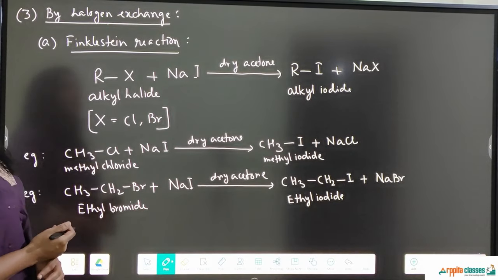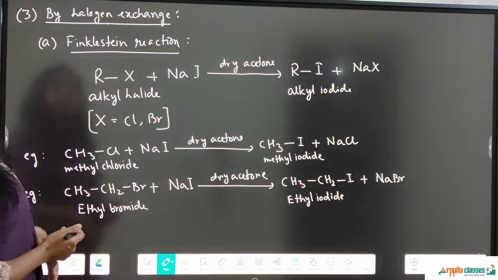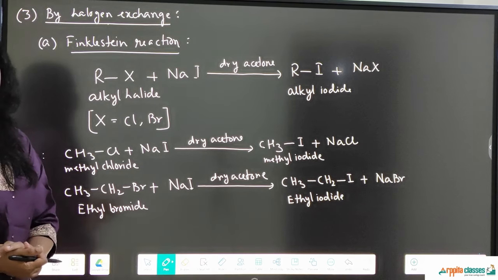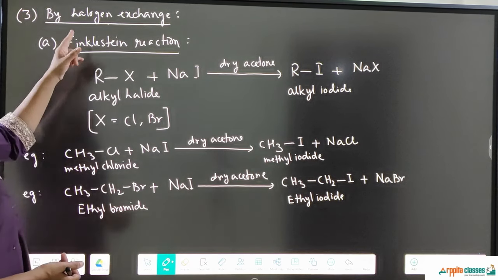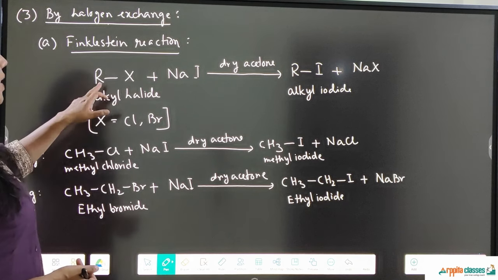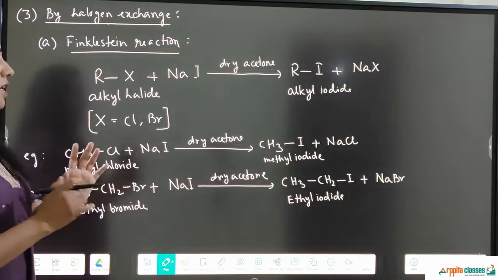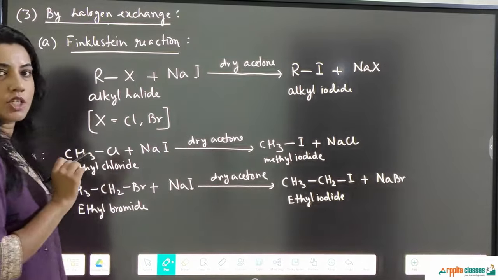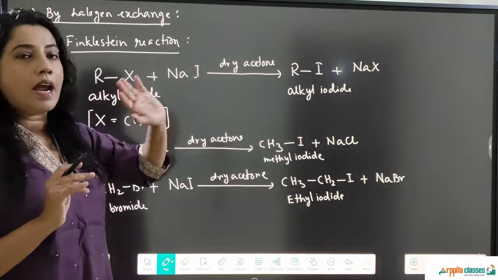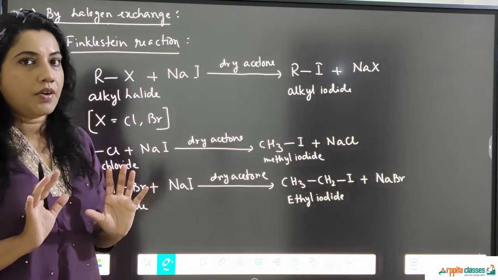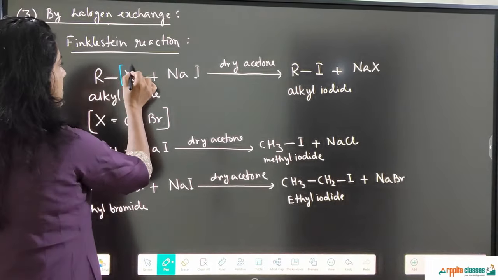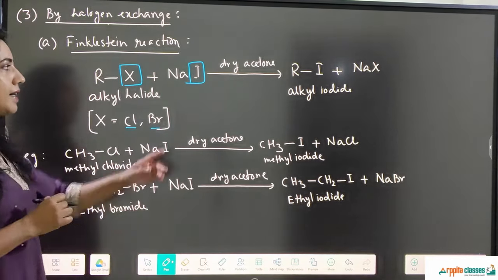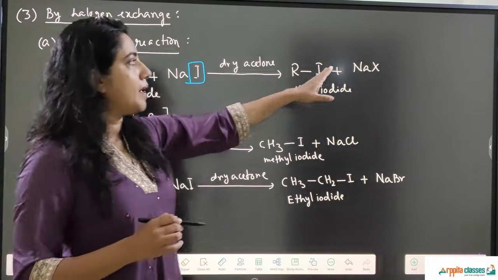Now we come to the next method, that is by halogen exchange. In this we have to study two reactions, and both are named reactions, very important. The first is the Finkelstein reaction, a halogen exchange. Your substrate is an alkyl halide and you are treating it with NaI in dry acetone. Whenever you say NaI and dry acetone, you understand it is the Finkelstein reaction. The X will be substituted by I. This X can be chlorine or bromine, and it is substituted by I, so you get RI plus NaX.